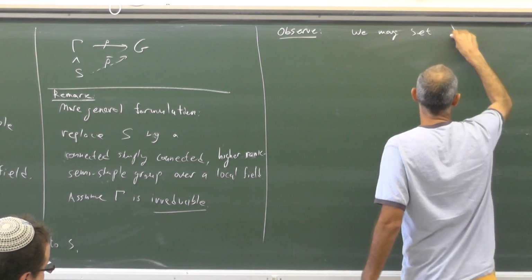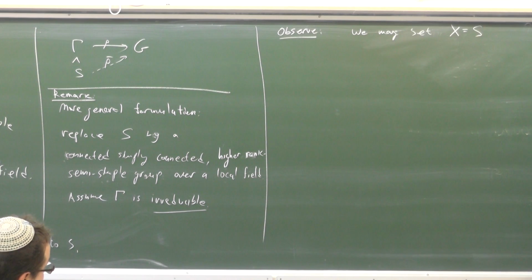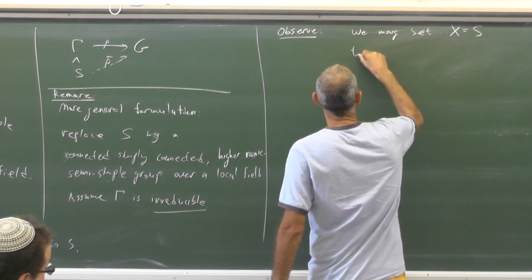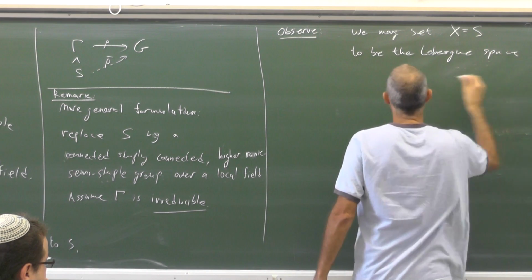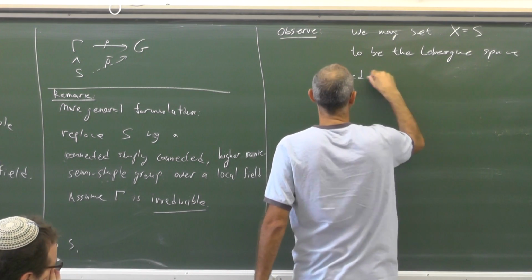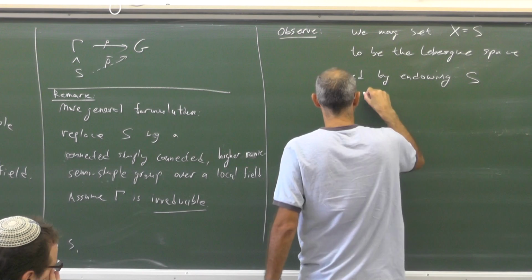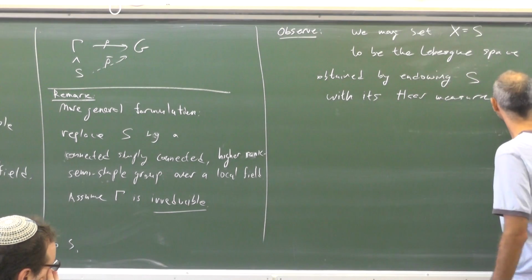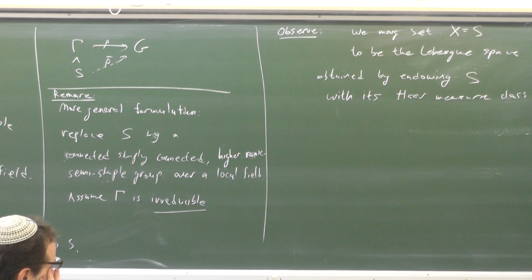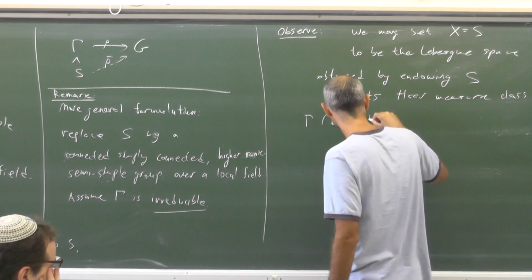Now let's take this S, which is real, and think about it as a space. Denoting it as X, this is what I do: set X to be the Lebesgue space obtained from SO3. I'm having the Haar measure on it, and I'm thinking of it as a base space, forgetting the group structure, but in a minute I will recall it. Gamma acts on it by left multiplication.